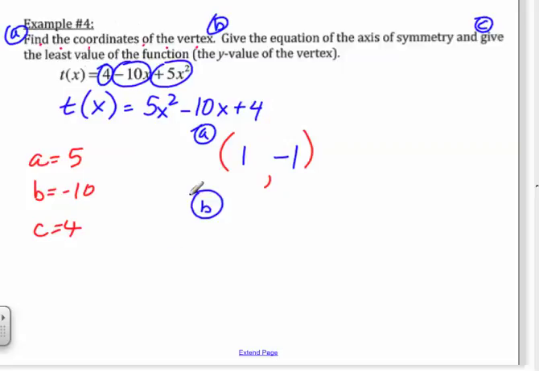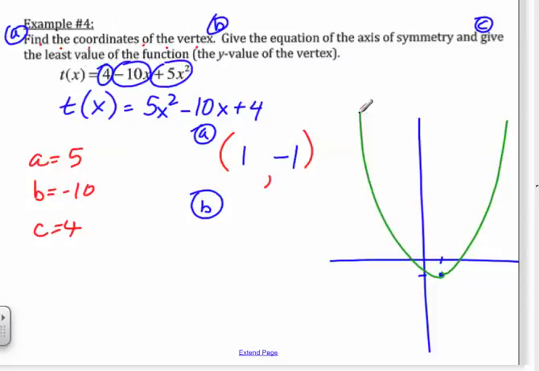B said, give the equation of the axis of symmetry. Now guys, let's just look at this for just a moment. 1, negative 1. The vertex is going to be about right here. Right? A is positive, so this thing is going to turn up in some way. We don't need to know why. Or I mean, we don't need to know how. And there's a line that cuts this parabola, if I had drawn it perfectly, right in half. It's called symmetry. Okay? This side is the same as this side. This is the axis of symmetry. It cuts it in half.